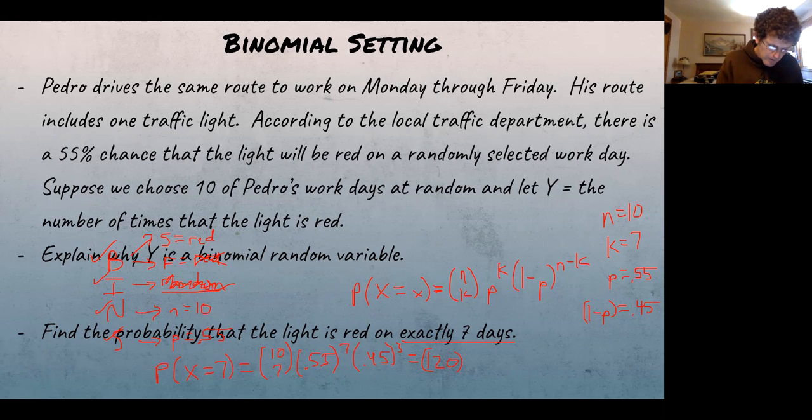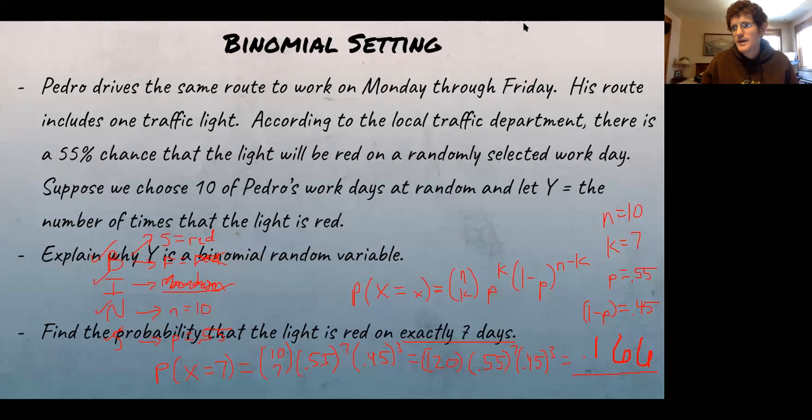And as soon as you have your answer, I will leave a blank up here and you can show what you got. So put your answer right there. Okay, so there we got it. About a 16.6% chance that he will get exactly 7 red lights out of 10 random days. Exactly 7 days out of 10.